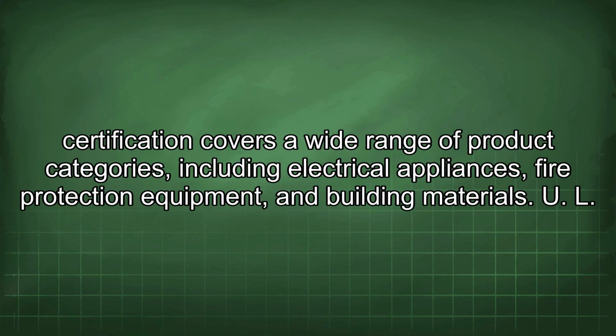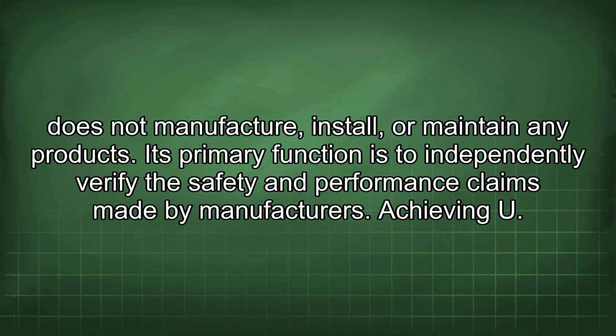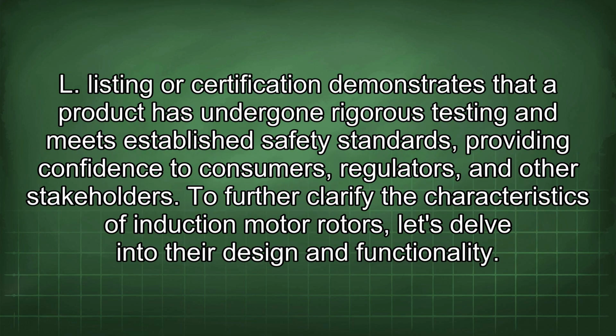UL certification covers a wide range of product categories, including electrical appliances, fire protection equipment, and building materials. UL does not manufacture, install, or maintain any products. Its primary function is to independently verify the safety and performance claims made by manufacturers. Achieving UL listing or certification demonstrates that a product has undergone rigorous testing and meets established safety standards, providing confidence to consumers, regulators, and other stakeholders.